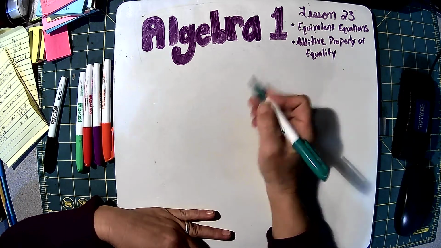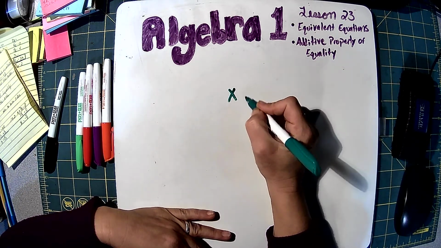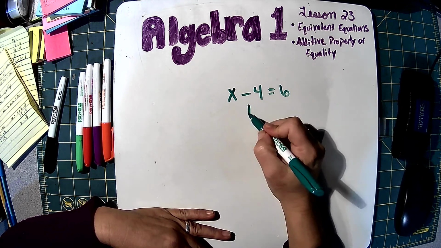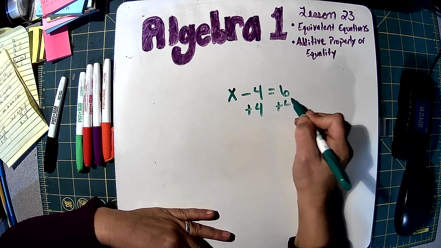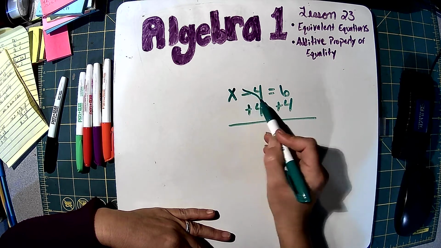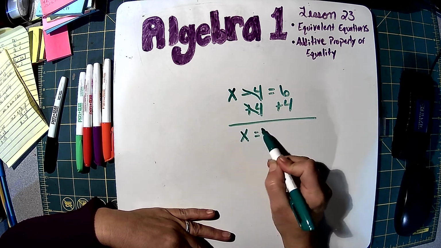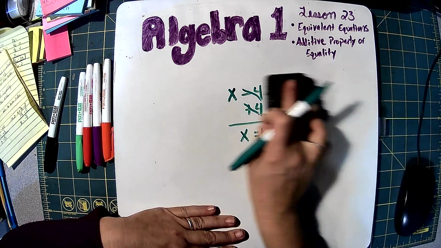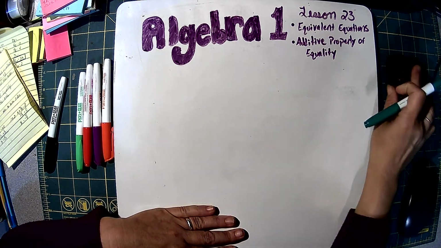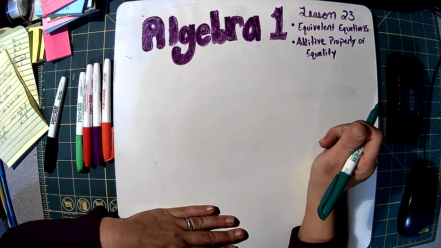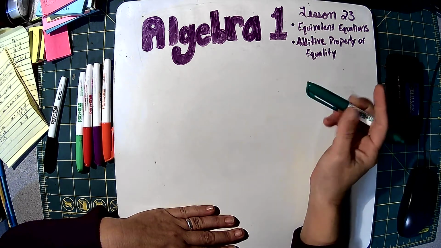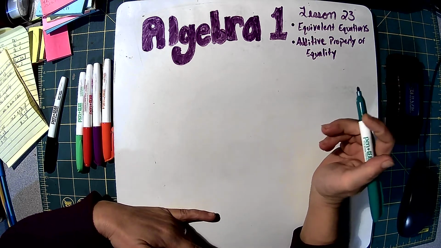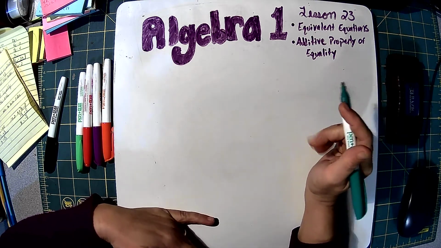Alright, so for example, if we had x minus 4 equals 6, we could add plus 4 to both sides, and then these two would cancel, and we would have x equals 10. Okay, so what we're going to be doing is using the inverse operation, so the additive inverse. Inverse means opposite. Additive means add, so the opposite of adding, we're going to subtract, and if it's subtracting, we're going to add. We're going to do the opposite to solve equations.